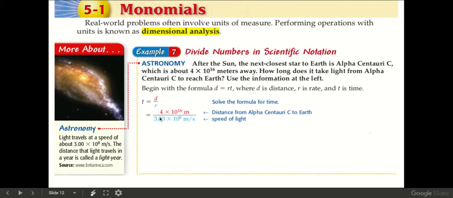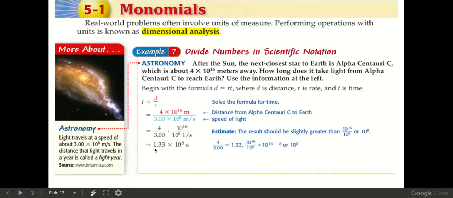So I'm going to put those numbers in there. So I got my distance, my rate, and so I'm going to go ahead and divide. Well, I can do 4 divided by 3, and 10 to the 16th divided by 10 to the 8th, right? 4 divided by 3 is going to give me approximately 1.333. And then 10 to the 16th divided by 10 to the 8th is going to give me 10 to the 8th, because I can just subtract those exponents. 16 minus 8 is 8. And so this would tell me that it would take about 1.33 times 10 to the 8th seconds, or if you do the math, about 4.2 years for the light from Alpha Centauri C to reach Earth, which is crazy.